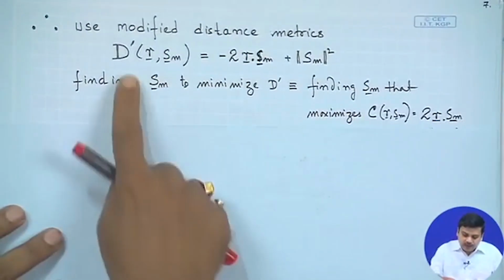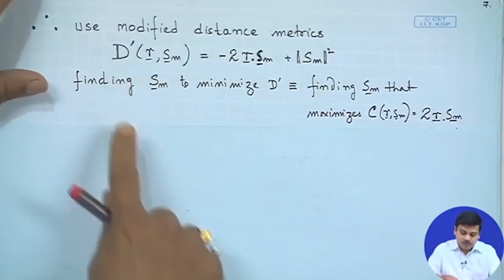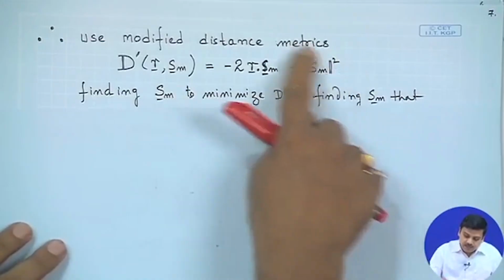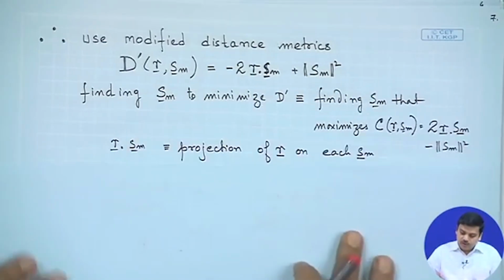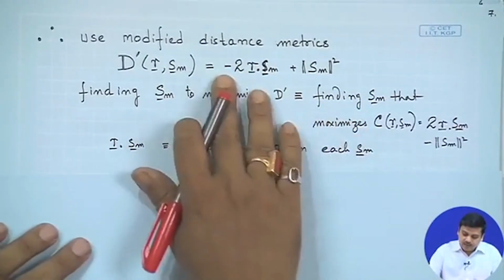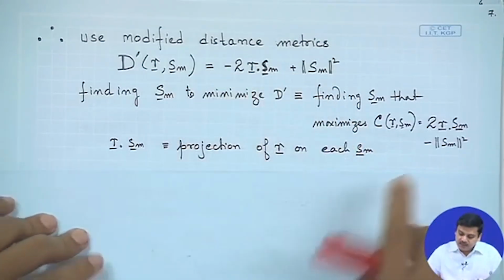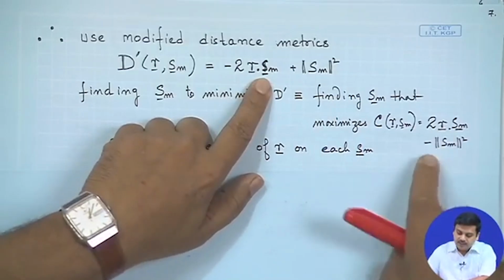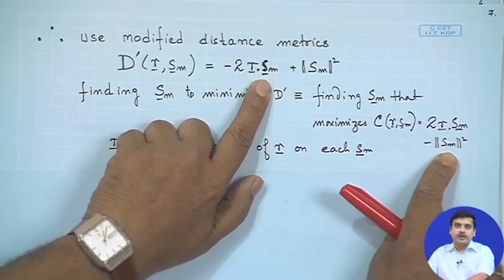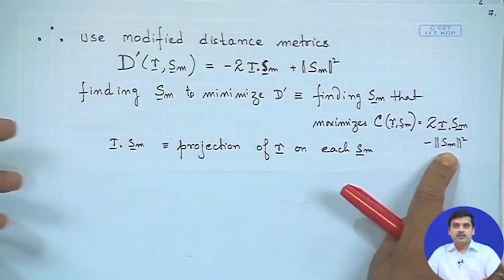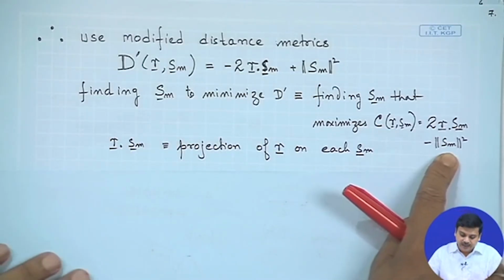So, if we look at d prime, instead of minimizing this, we could also write it by changing the sign. You could maximize 2 r dot Sm minus norm Sm squared, right, because we have simply multiplied by a minus sign. So, instead of minimizing something, it is maximizing the negative of it.